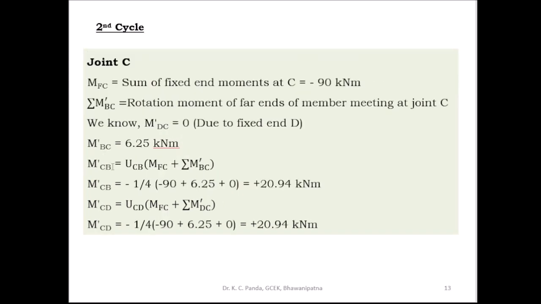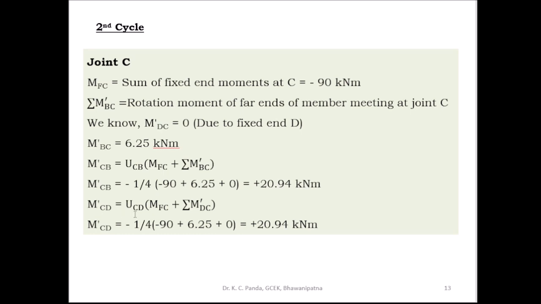So m dash CB is equal to UCB into the fixed end moment of joint C plus the summation of far end rotation moment at joint C. So the UCB is minus 1 by 4, and the fixed end moment of joint C is minus 90, and the far end rotation moment, one side 6.25, and at the fixed end the far end rotation moment is equal to 0. So m dash CB is equal to 20.94.